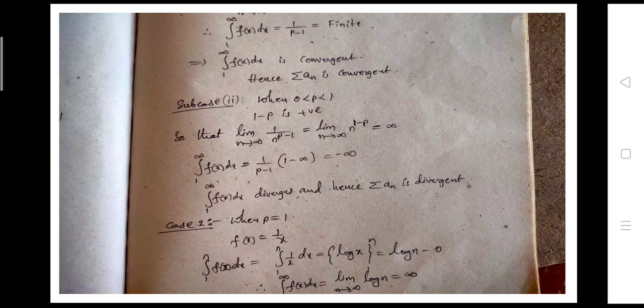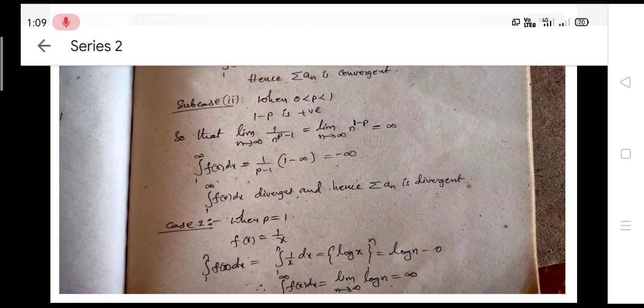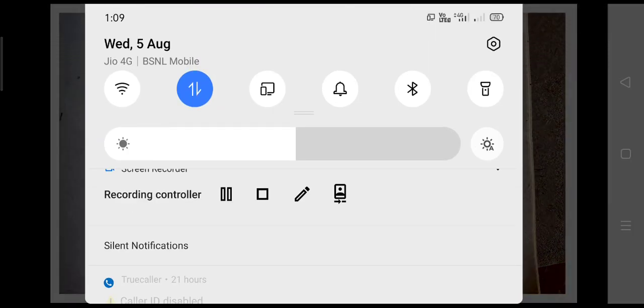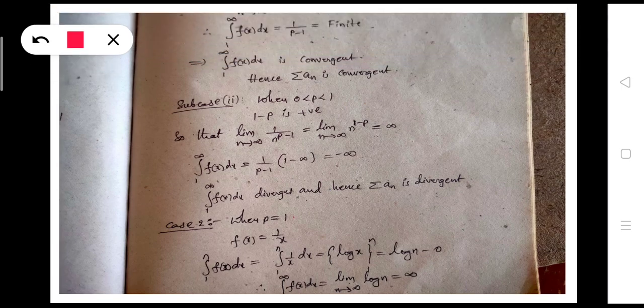Subcase 2. When p lies between 0 and 1, that is 1 minus p is positive, so the limit as n tends to infinity of 1 by n power p minus 1 is equal to the limit of n power 1 minus p, which is infinity. So, integral 1 to infinity f of x dx is equal to 1 by p minus 1 into 1 minus infinity, which equals minus infinity. Therefore, the integral diverges, and hence sigma a_n also diverges.